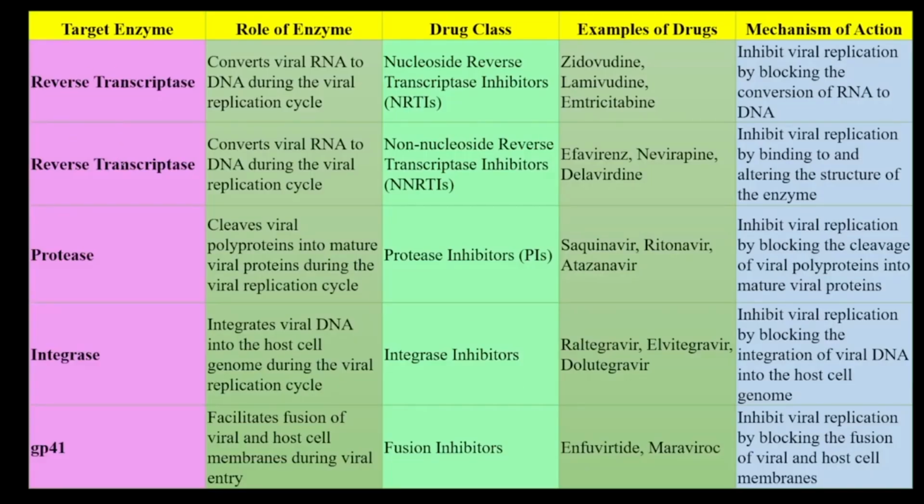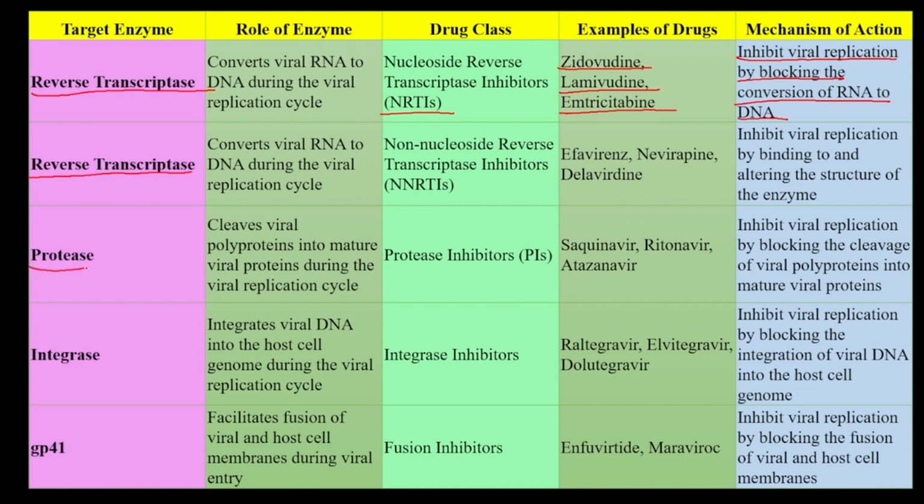So these are some of the enzymes you can target if you want to treat HIV or AIDS. So you can have the reverse transcriptase. You can use nucleoside reverse transcriptase inhibitors. The examples are zidovudine, lamivudine, and emtricitabine, and they inhibit replication by blocking the conversion of RNA to DNA. Then we can also use non-nucleoside reverse transcriptase inhibitors, and they inhibit replication by binding to and altering the structure of the enzyme.